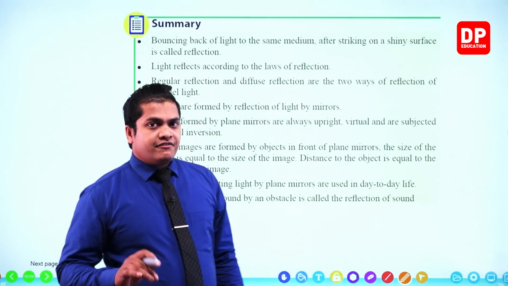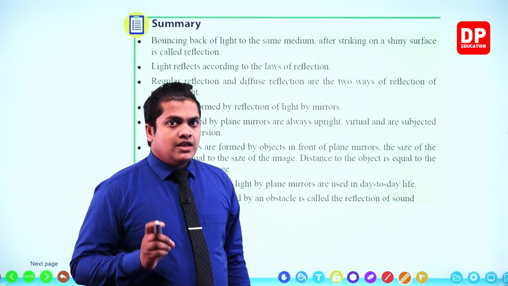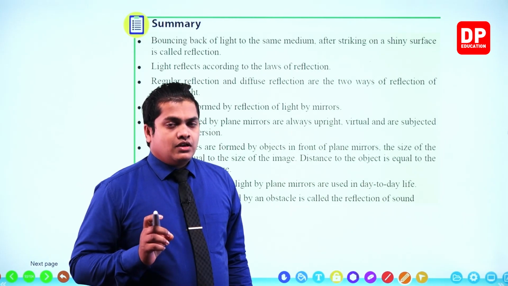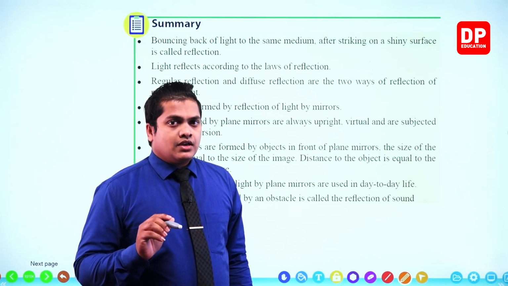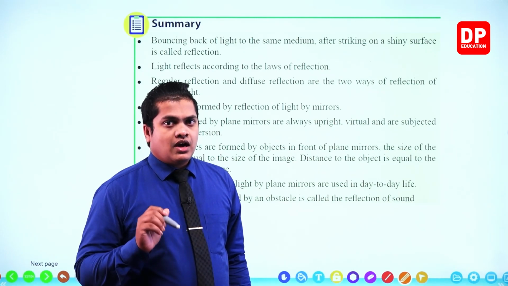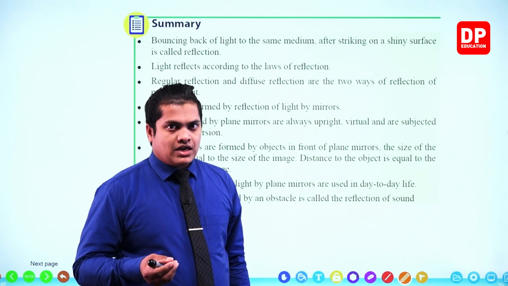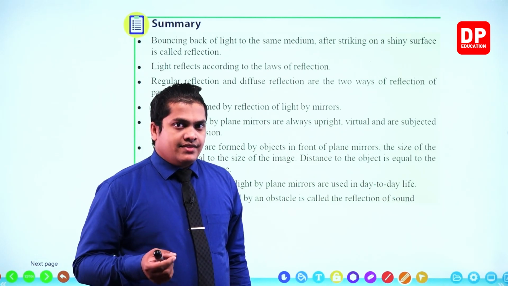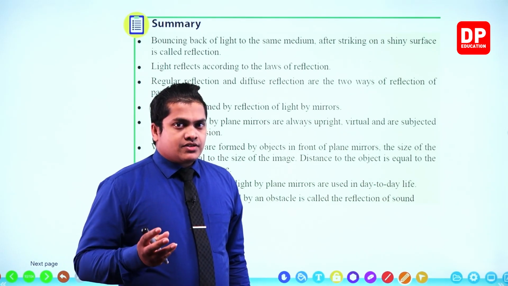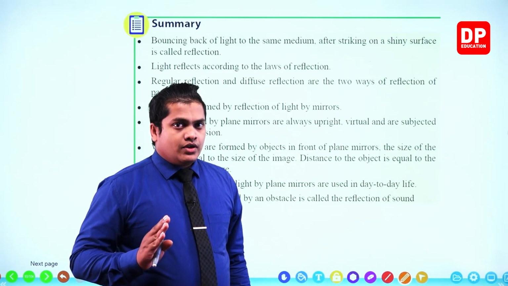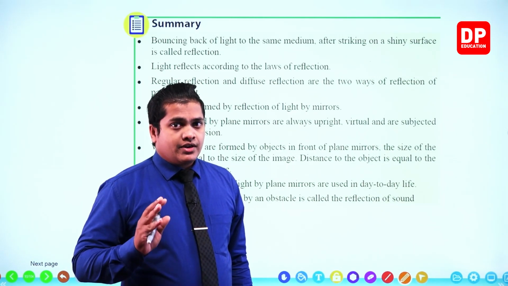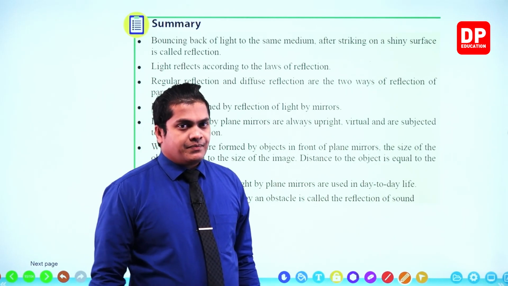There are different instances where we use the reflection of light rays. Mainly we use these reflections to look at ourselves, as looking glasses. Other than that, my dear children, in microscopes and telescopes we use this reflection in order to get a good beam of light rays.